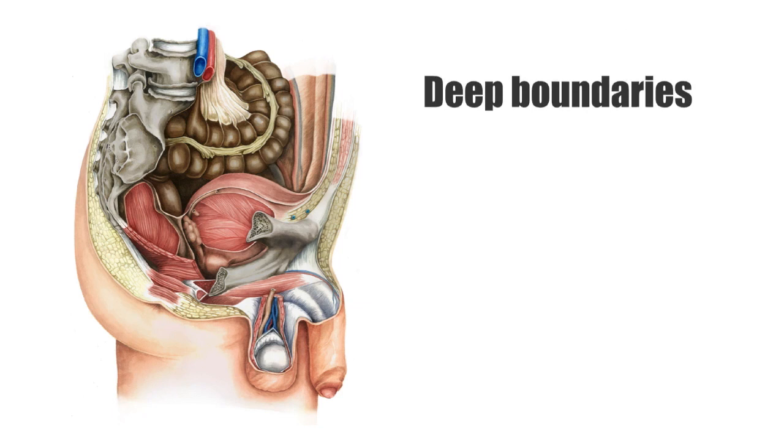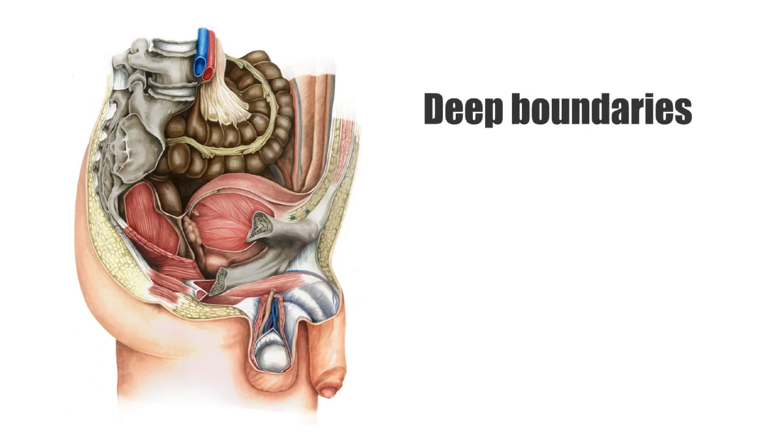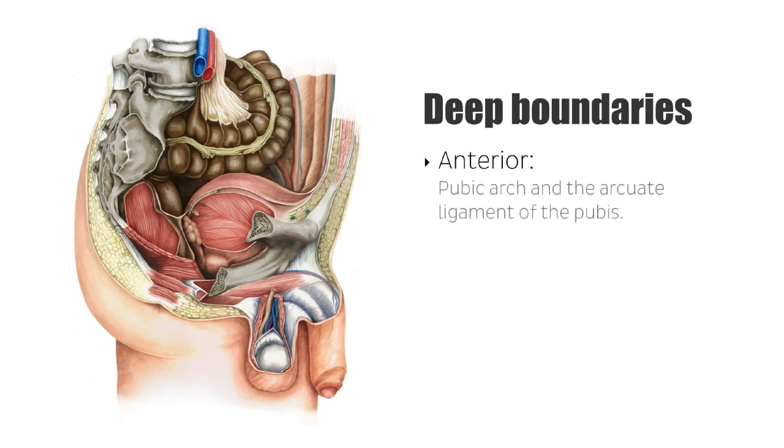There are some deep boundaries of the perineum that are worth noting here. There is one anteriorly, which is known as the pubic arch, and the arcuate ligament of the pubis will be defining the anterior boundaries of the perineum. Also, posteriorly, we're going to be finding the tip of the coccyx, defining the posterior deep boundaries of the perineum, which you can also see here on this image. This should be the coccyx right about here.